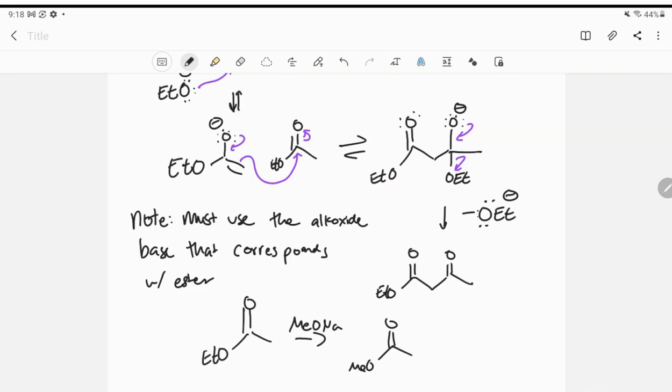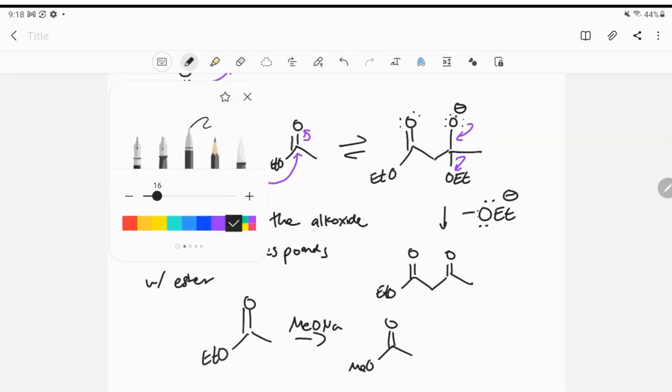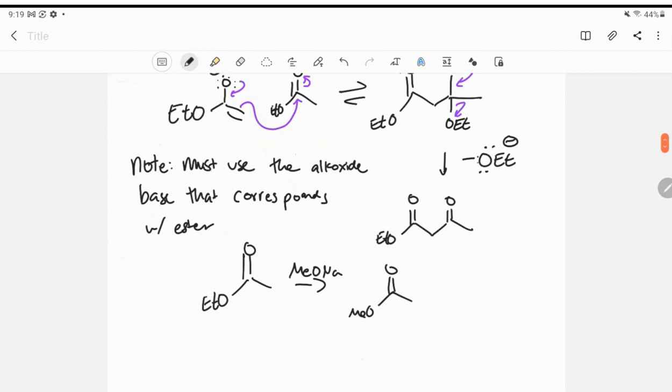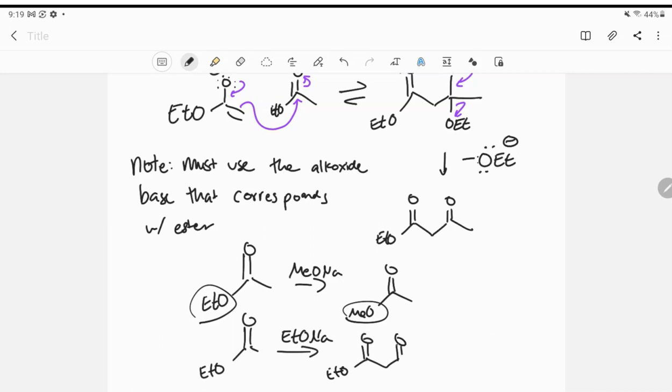Using the wrong base. Yeah. Because we have the ethoxide here, if we use a non-ethoxide base, all we end up doing is switching that out. But we saw that if we put this with the ethoxide, we will end up with a very different thing happening, right? So that's the difference there. If you use the wrong base, you just switch it out. If you use the correct base, you get the Claisen to happen.